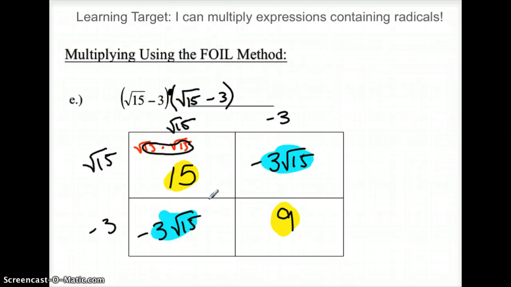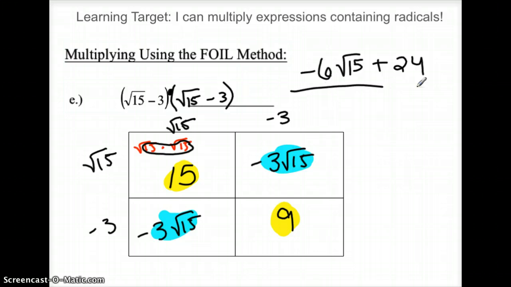Let's add the blue stuff first. So -3 and -3 would be -6 square root of 15. Ooh, that's a bad 5. So -3, -6, radical 15. Add the yellow stuff, 15 and 9, 24. So plus 24. Again, could be flip-flopped in order, but this would be it.